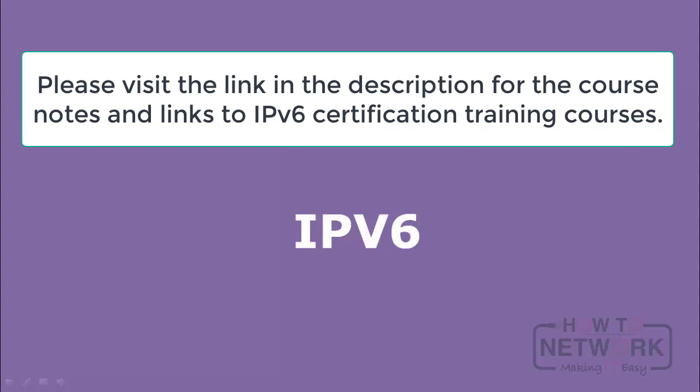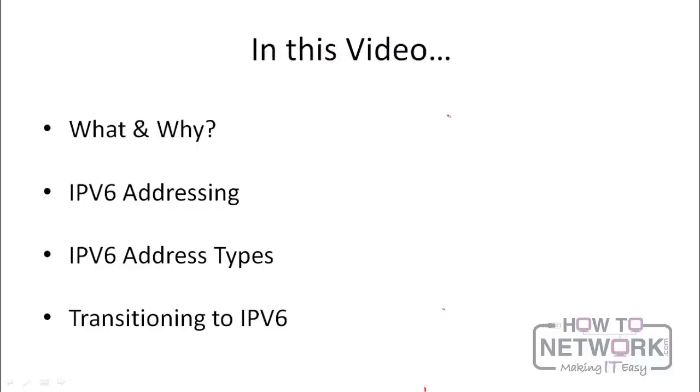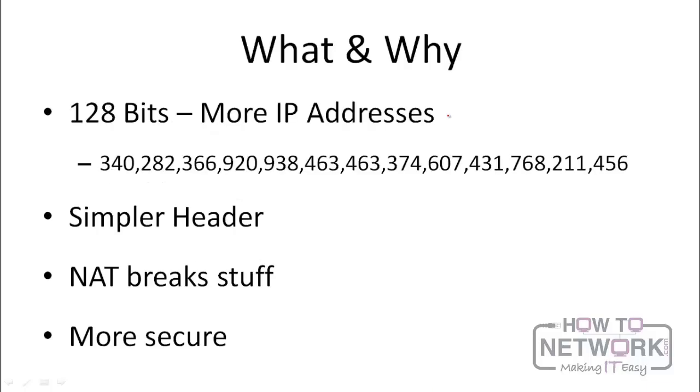In this video, we're going to look at IP version 6. So we're going to be looking at what IP version 6 is. We're also going to be looking at the kind of IP version 6 addressing. We're also going to look at how IP version 6 addressing is actually represented. And we're going to look at technologies that can help us transition from IP version 4 to IP version 6.